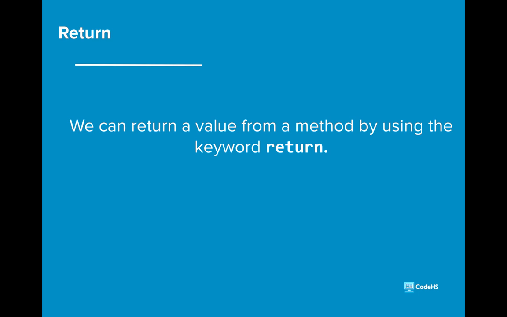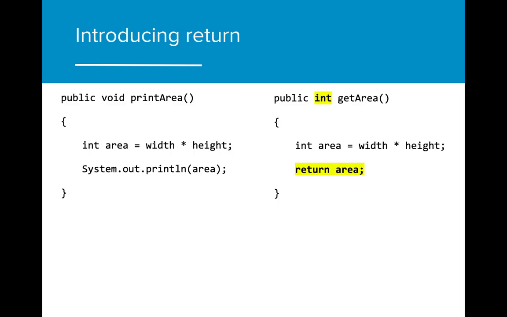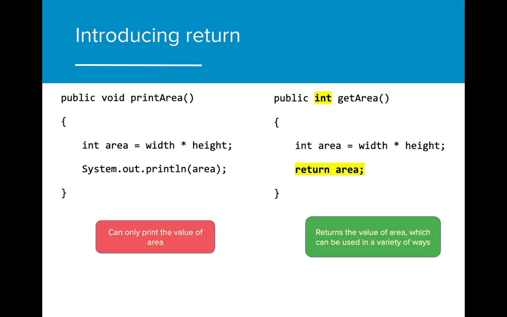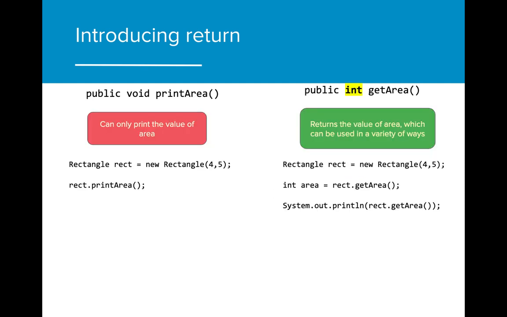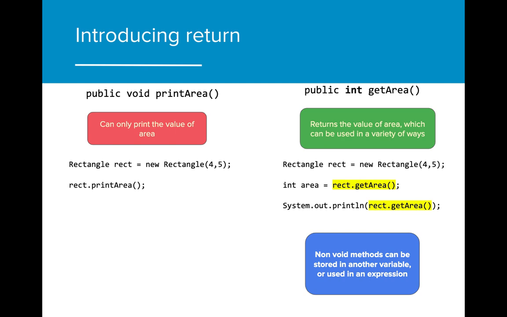We can return a value from a method by using the keyword return. The return keyword allows us to return a variable or value back to the existing program, so it can be used further along in the program. Using the return statement makes the method far more useful, as the value associated with area can be used in a variety of different ways. The method with the return type has multiple functionalities. It can either store the value of printArea in other variables or be used in other expressions.